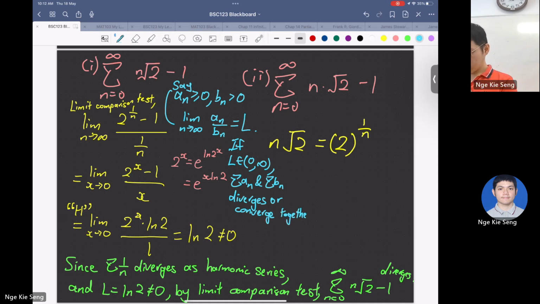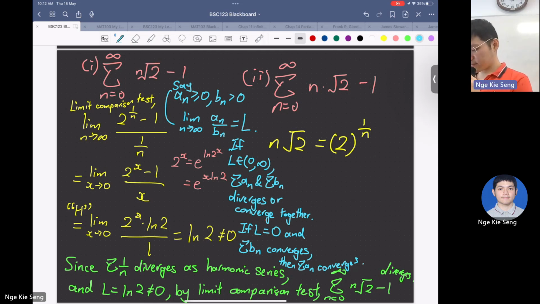So, and then if L equals 0, and the series of Bn converges, then the series of An also converges. Okay, so this statement will be given in the formula sheet. Okay, first question.